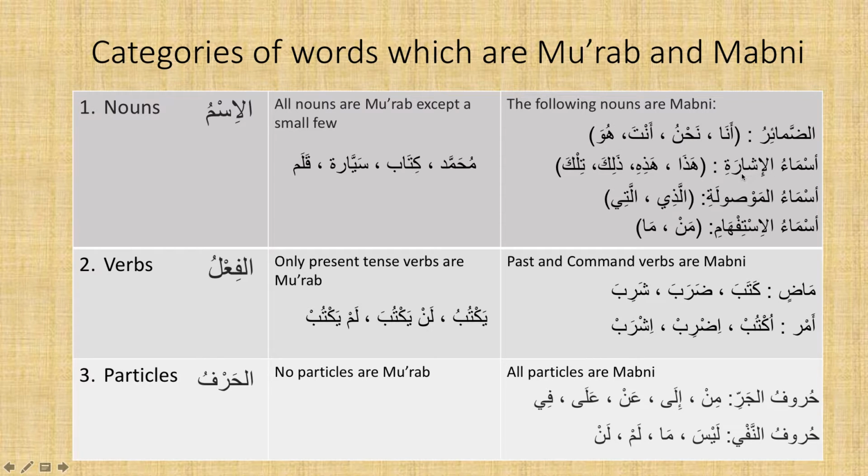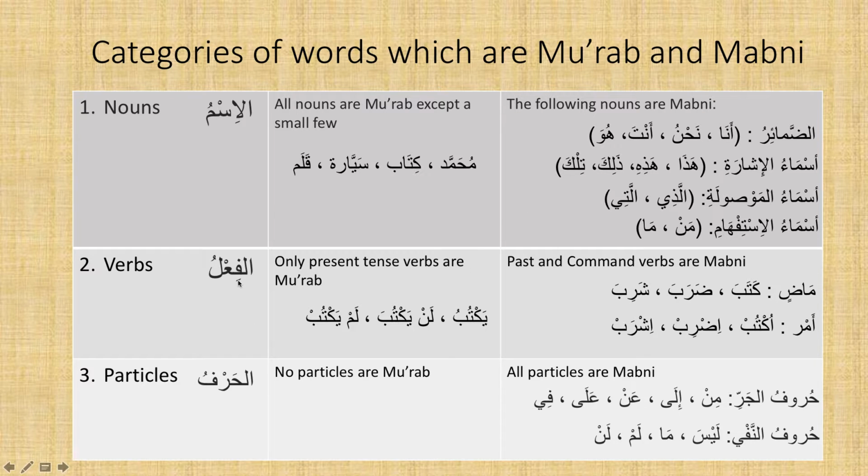The small selection of nouns which are mabni include al-dhama'ir, which are personal pronouns. These include ana, nahnu, anta, huwa. The mark on the last letter never changes here, it always remains the same. Asma'ul ishara, these are demonstrative pronouns: هذا، هذه، ذلك، تلك. أسماء الموصولة, which are relative pronouns: الذي، التي. أسماء الاستفهام, interrogative nouns: من، ما. This group of nouns are mabni. So the mark on the last letter never changes.